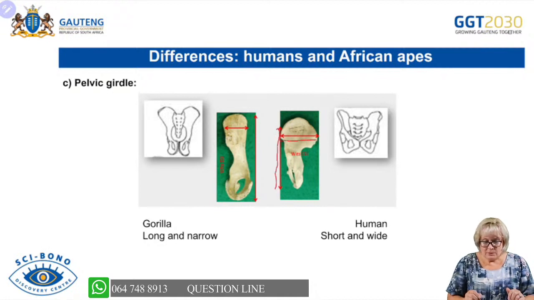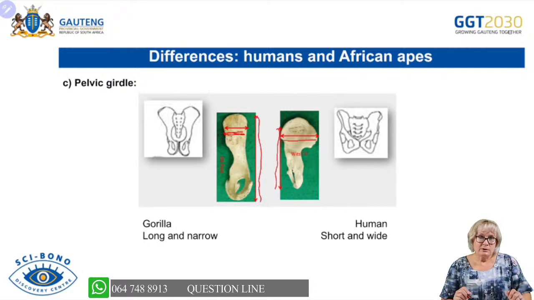Compare that with the pelvic girdle of an African ape. If you look at that, you'll see an African ape has a much longer but a much narrower pelvic girdle. The reason for that is, once again, because we are bipedal, and they are quadrupeds, so they walk on four legs.